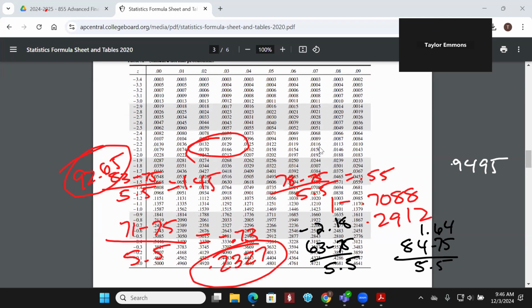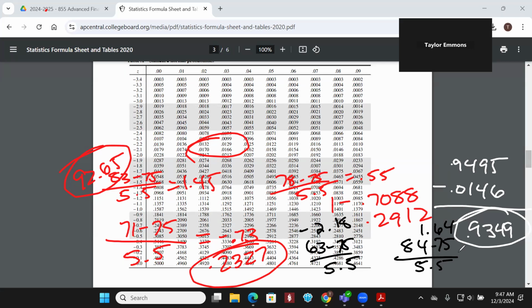And negative 2.18 is 0.0146. So we subtract these two, and that's going to give me 0.9349. Okay. Now, most of the time when we say probability, we're talking about a percentage. So we would say 93.49% are doing whatever.